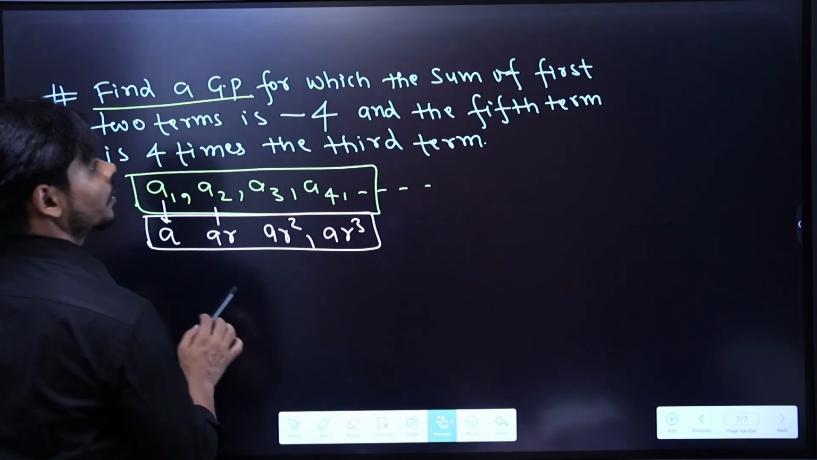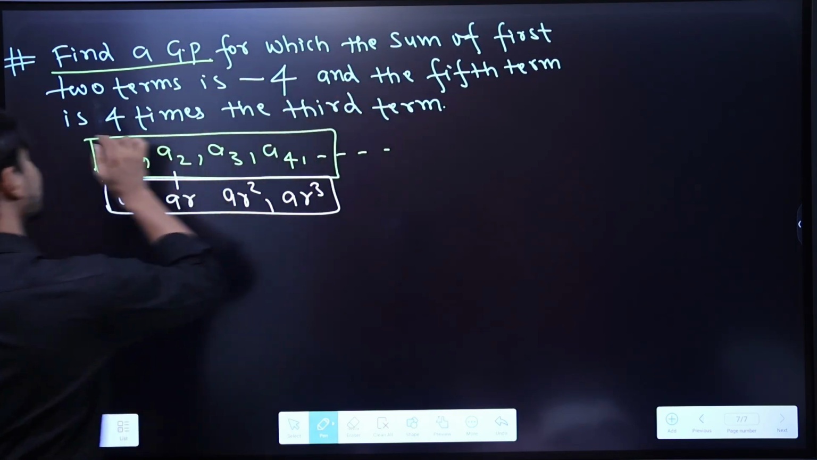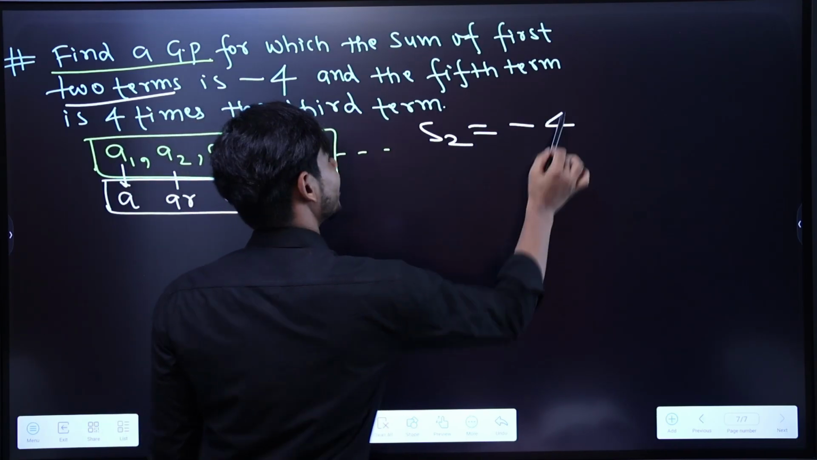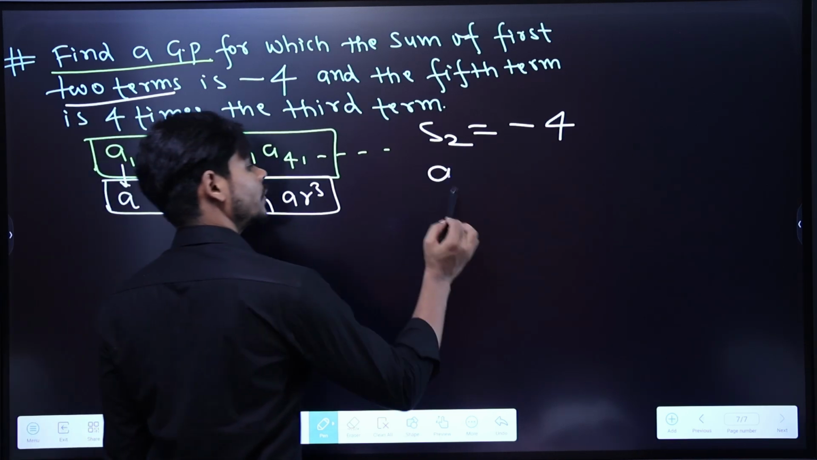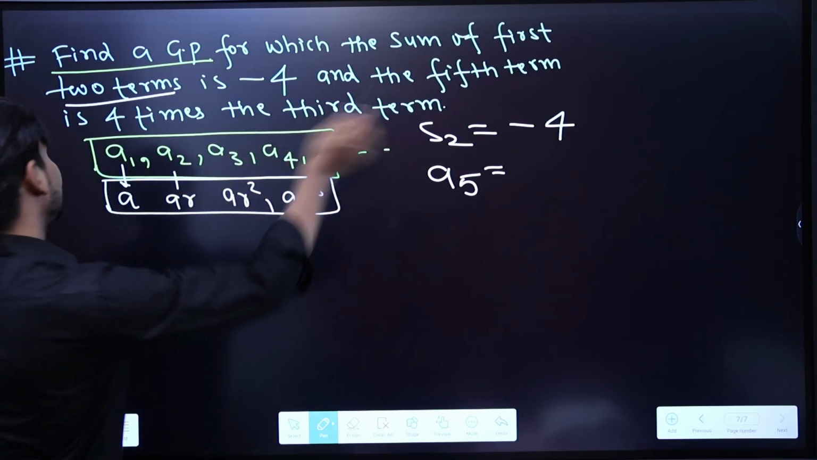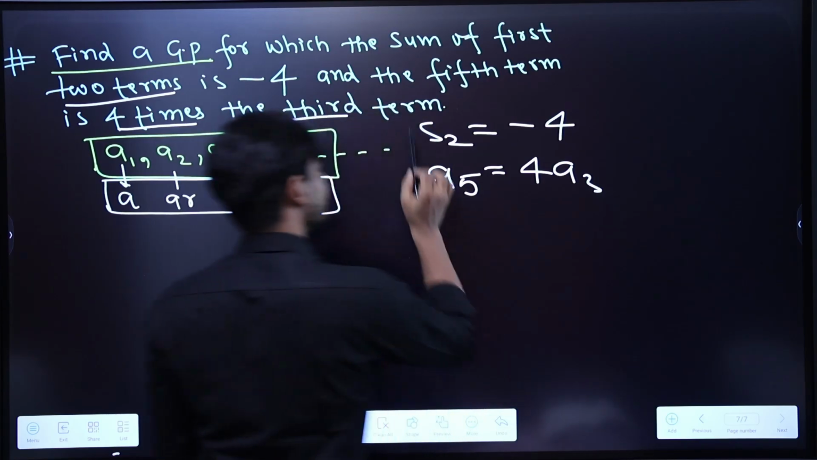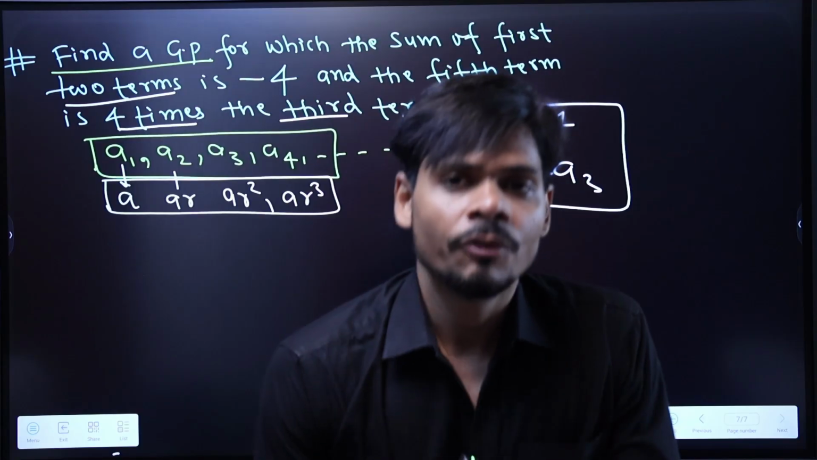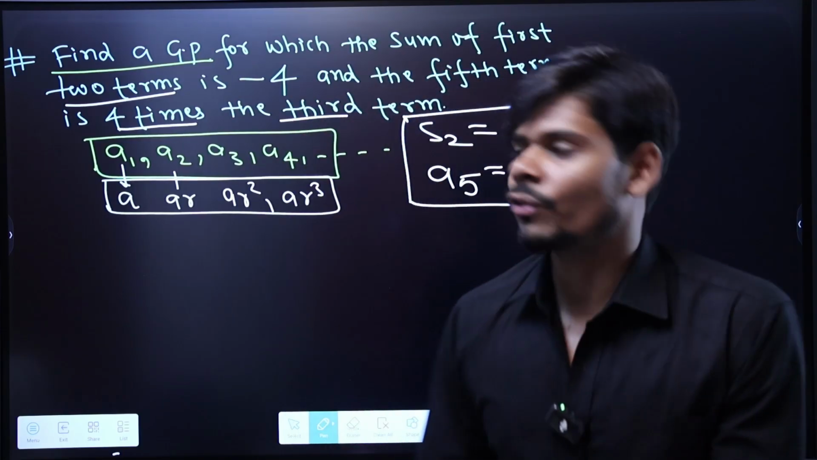Let's check first. So find a GP for which the sum of first two terms, it means we are given S2, sum of first two terms is negative of 4, and the fifth term is 4 times the third term. The fifth term means a5, you can write, or you can write t5. These are the two given informations from where basically we can easily calculate the value of a and r.